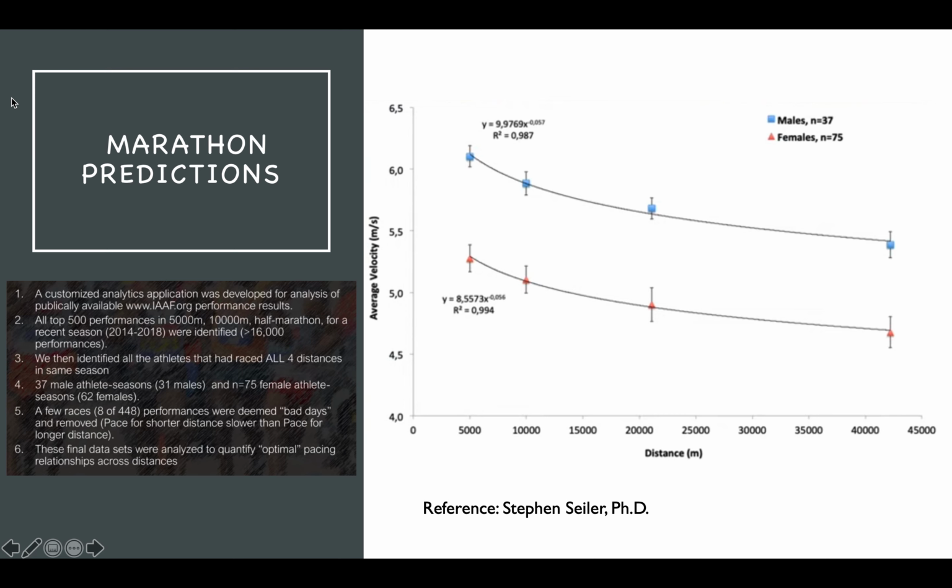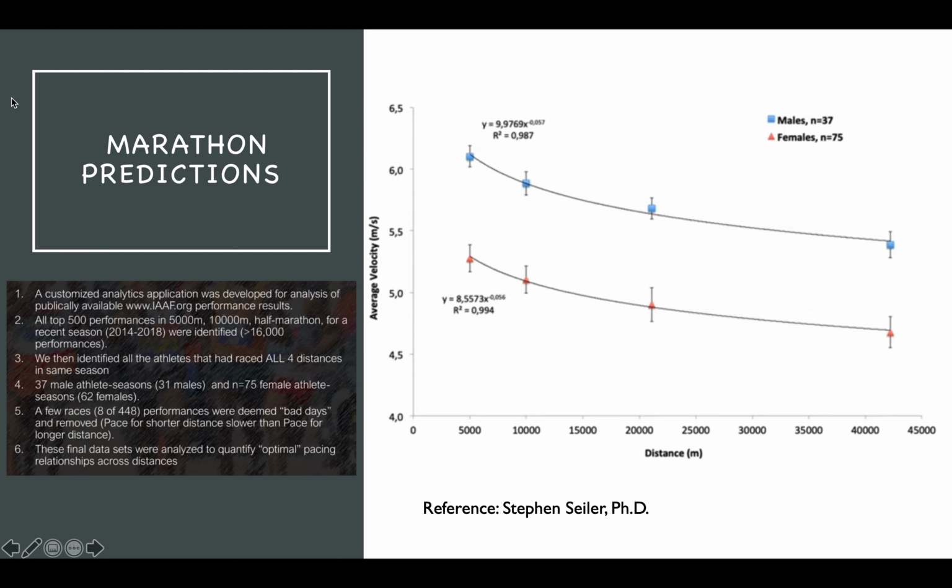So I get this question all the time from runners, Rebecca, what time can I target for a marathon race? So this would be an instance where we can use a 5K or 10K time, even a half marathon time, to try and predict what your potential at the marathon would be.